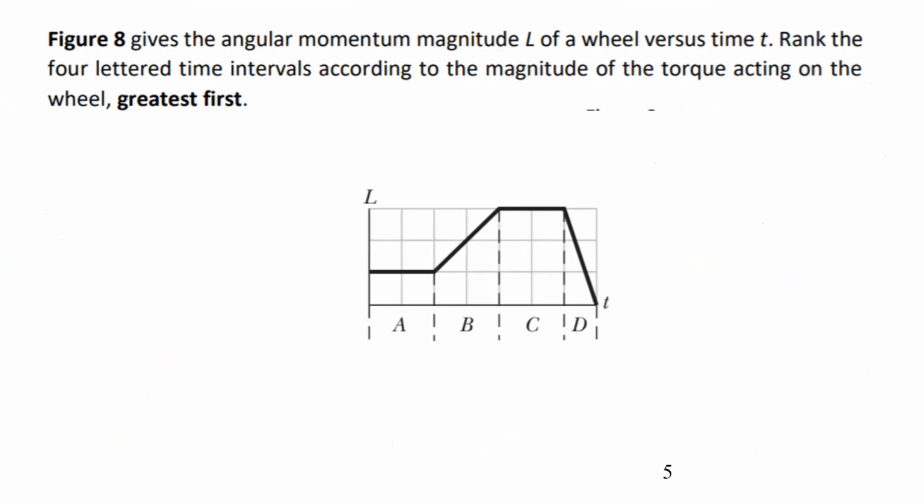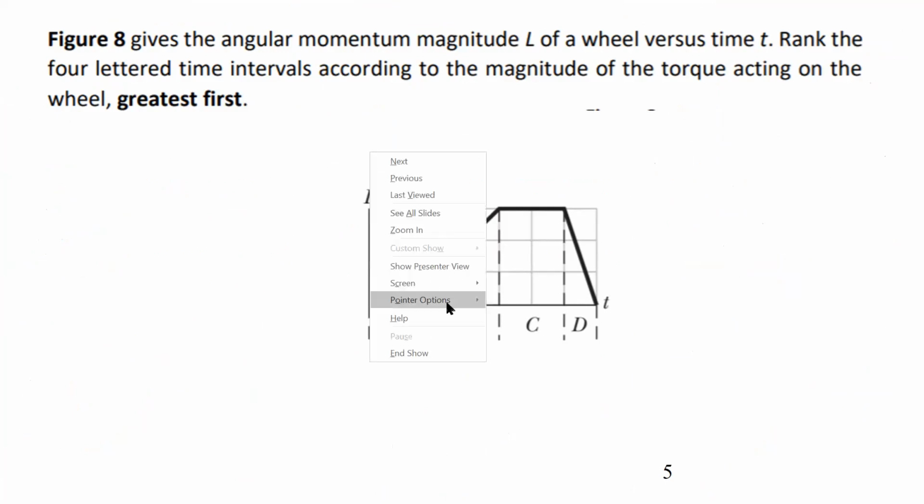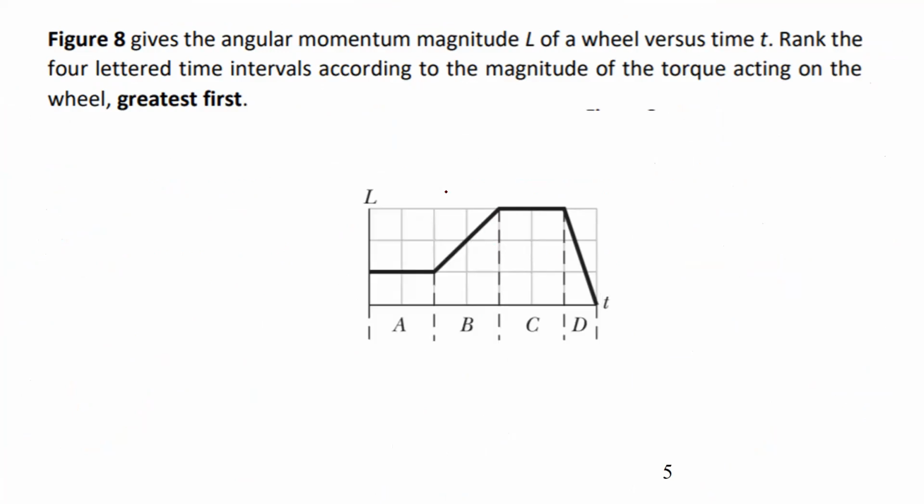Here we have, in this figure 8, the angular momentum magnitude, L, as a function of time. So rank the 4 lettered time intervals according to the magnitude of the torque acting on the wheel. So I give you L versus t. You know that torque is the derivative of angular momentum with respect to time. So here I have an angular momentum L versus t. So this torque is a slope, it's a derivative. Okay, of course, I'm talking about absolute value here.